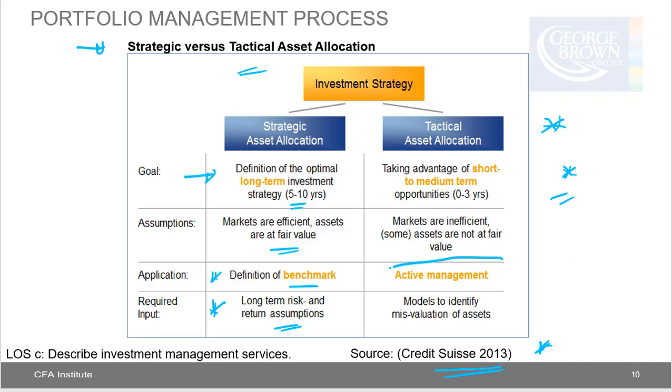So the application is active management. That's doing the security analysis and finding these differences from your analysis. And the required input is the models to identify misvaluation of assets. And that's what the whole CFA Institute Research Challenge is all about. It's coming up with a company valuation, and the recommendation buy, sell, or hold. Your recommendation to buy is if your intrinsic value is below the market value. Your decision to sell would be if your intrinsic value from your analysis came up with a price that's higher, and hold if it's in the fair range.